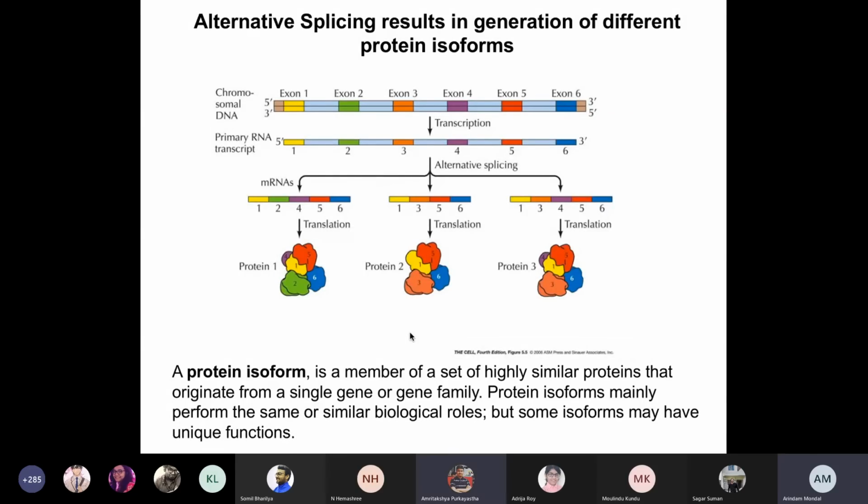Sir, during splicing, some of the exons might also be left out in addition to the introns, right? Yeah, that's what I'm showing here. Alternative splicing can lead to different kinds of proteins where along with the introns, some of the exons could be left out, so that you can generate different variants of the same protein which will be similar to each other and hence will be denoted as isoforms.